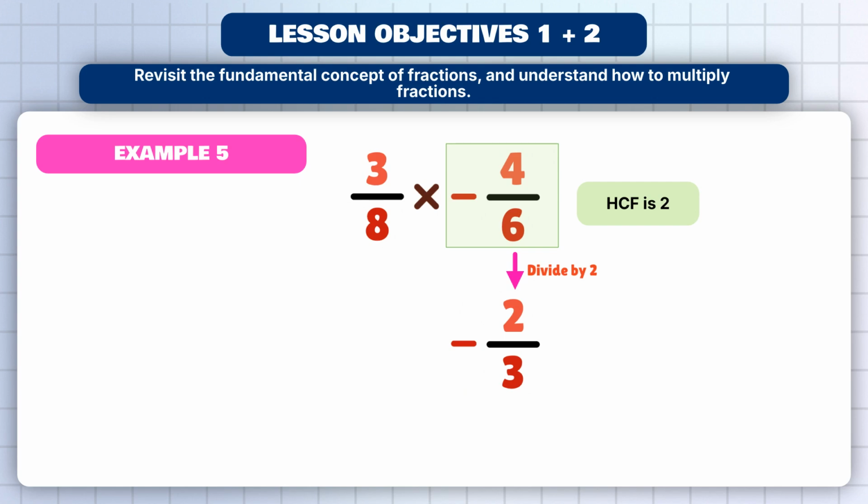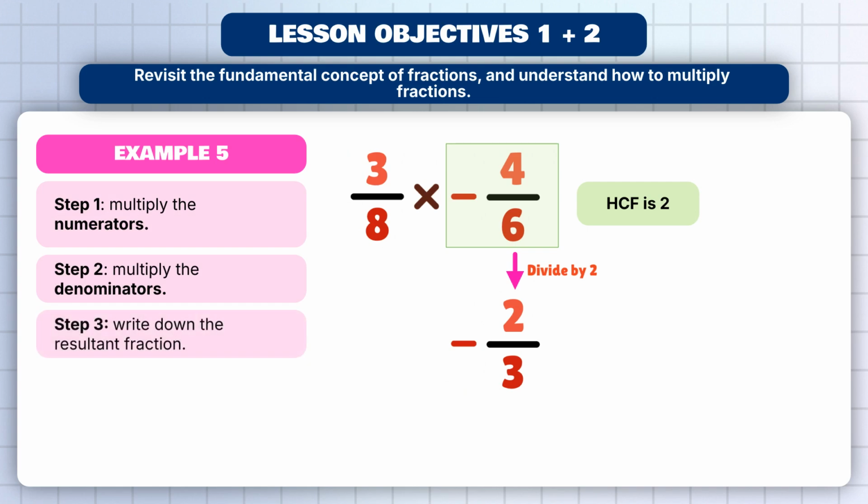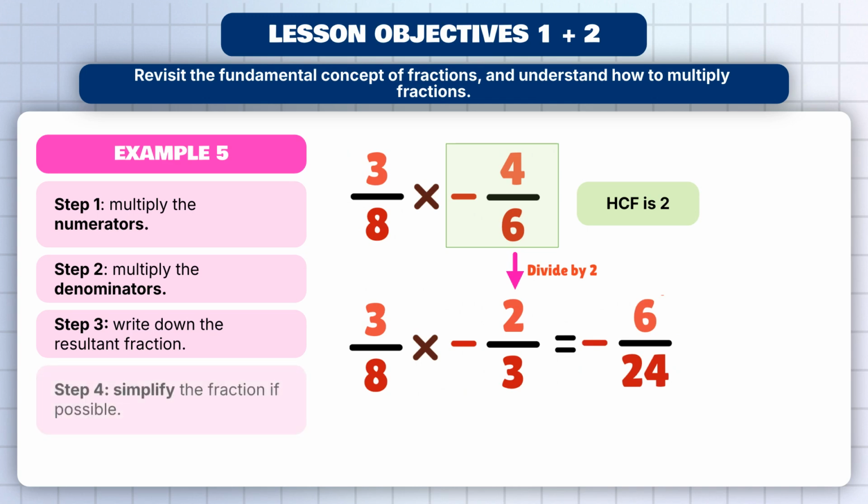Next, proceed as usual. Multiplying numerators and multiplying denominators, then writing the results in a fraction. So 3 over 8 multiplied by minus 2 over 3 is equal to minus 6 over 24. Finally, we simplify, since 6 and 24 have an HCF of 6. Minus 6 over 24 divided by 6 is equal to minus a quarter.